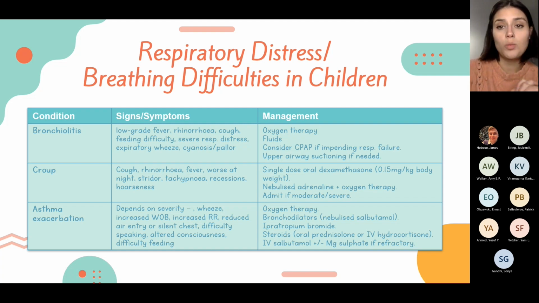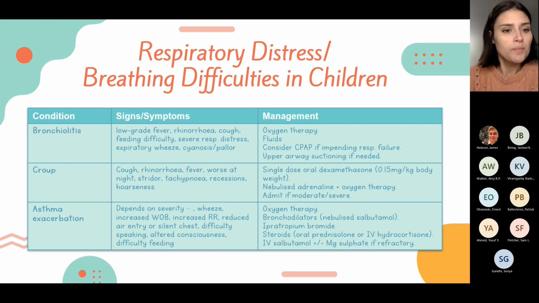But ideally in kids, a lot of the time you want to get them home with parents in an environment that they're comfortable in with safety netting advice instead. So bronchiolitis, these are the symptoms you'll see. Management is mainly oxygen therapy, very supportive management with fluids. If you think they're going into respiratory failure, yes, ITU admission or high dependency unit and get them on CPAP. And maybe if they're over producing secretions, then you might want to do some upper airway suctioning. Bronchiolitis is caused by RSV, don't forget.